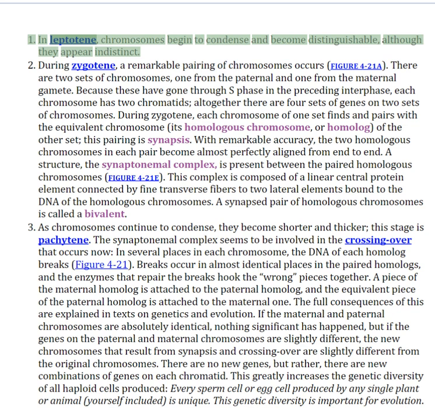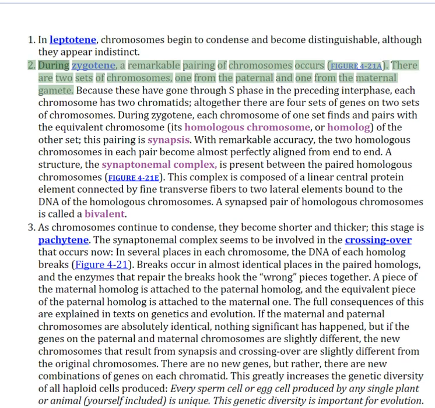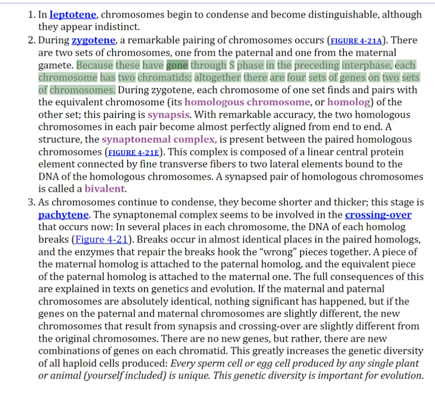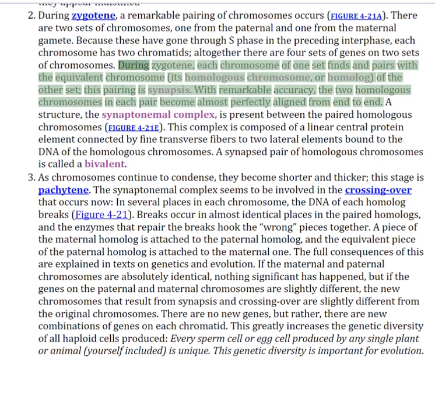1. In leptotene, chromosomes begin to condense and become distinguishable, although they appear indistinct. 2. During zygotene, a remarkable pairing of chromosomes occurs. There are 2 sets of chromosomes, one from the paternal and one from the maternal gamete. Because these have gone through S phase in the preceding interphase, each chromosome has 2 chromatids. Altogether there are 4 sets of genes on 2 sets of chromosomes. During zygotene, each chromosome of one set finds and pairs with the equivalent chromosome of the other set.